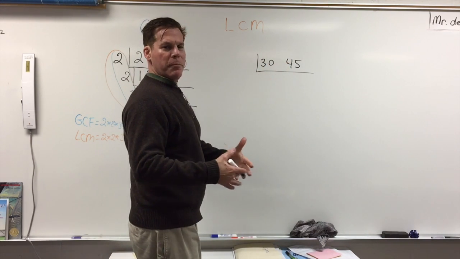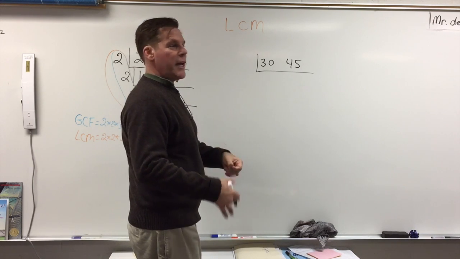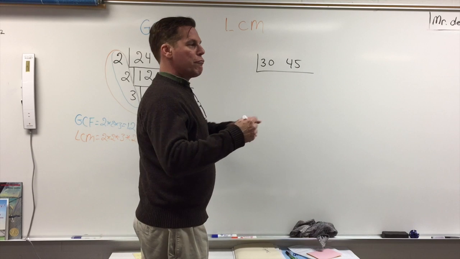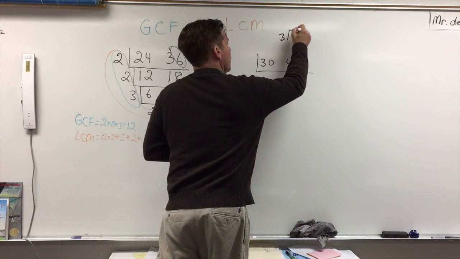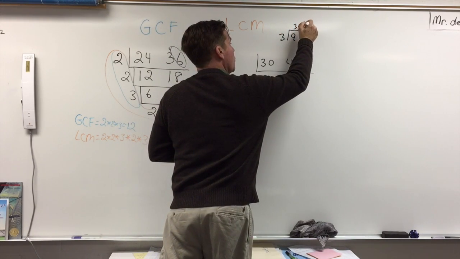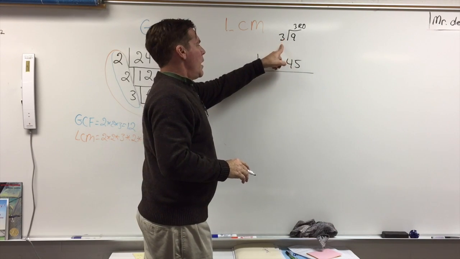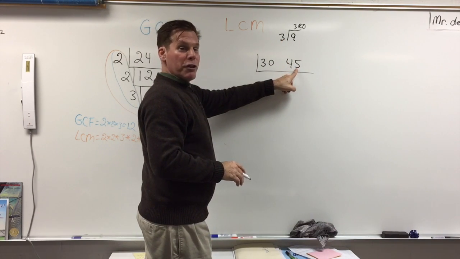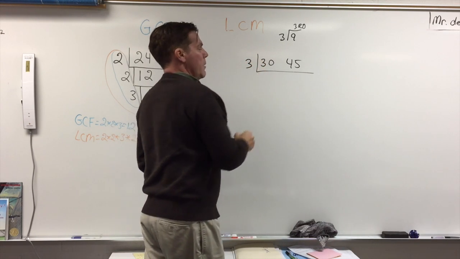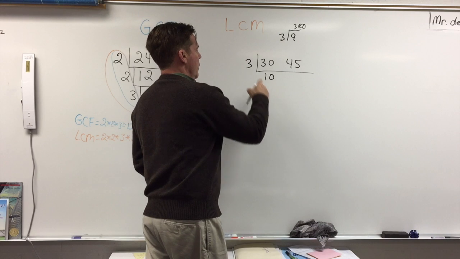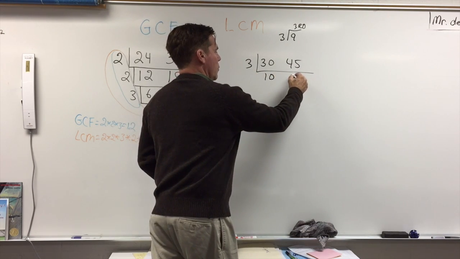Well, here's where our divisibility rules from week 1 come in handy. 4 plus 5 is 9. I know 3 will divide into 9 3 times with a remainder of 0. So I use the sum of the digits. So I know that is divisible by 3, so that'll be my first prime number. 3 goes into 30 10 times. 3 goes into 45 1 time.